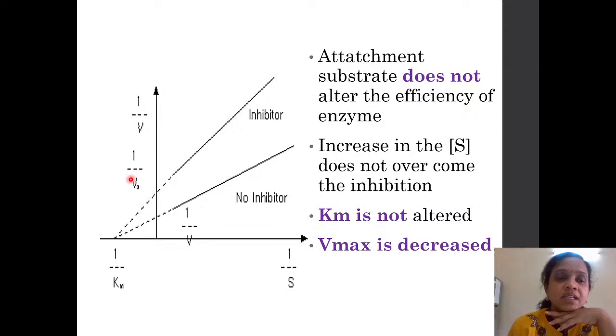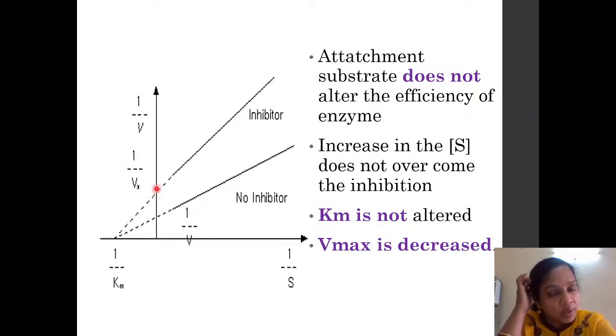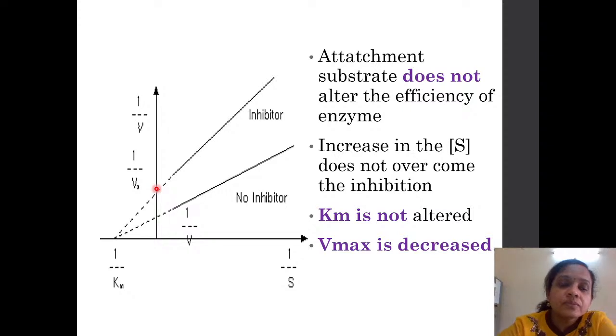So, Vmax is decreased because it is 1 by Vmax. So, a higher number represents lower velocity. So, in this way, without inhibitor, the reaction would have gone like that. With inhibitor, the velocity of the reaction is decreased, but Km is not changed. As I told you, why is Km not changed? Km is not changed because even if you increase the substrate concentration or anything, the affinity of the enzyme and substrate is not altered.